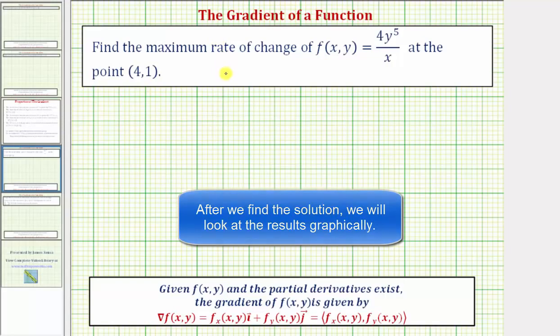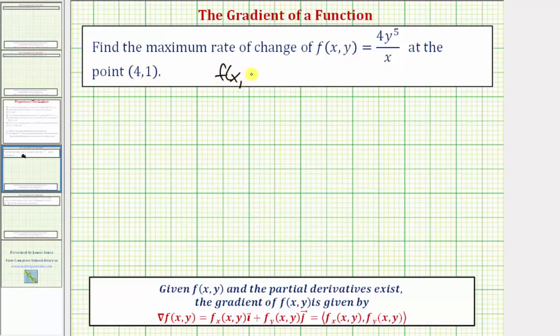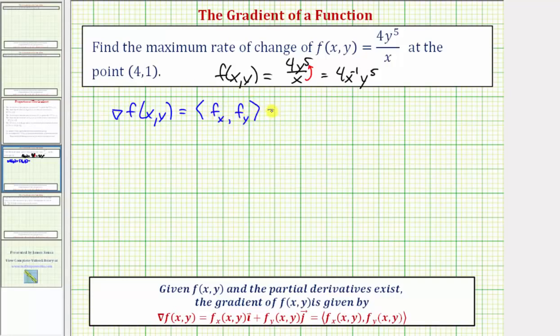And again, the given function is f of x comma y equals 4 y to the fifth divided by x. But if we wanted to, we could move this x up to the numerator, which would change the sign of the exponent. We could write this as 4x to the negative 1 y to the fifth. And now we'll find the gradient of f, also referred to as del f. So we'll find the partial of f with respect to x, then the partial of f with respect to y.